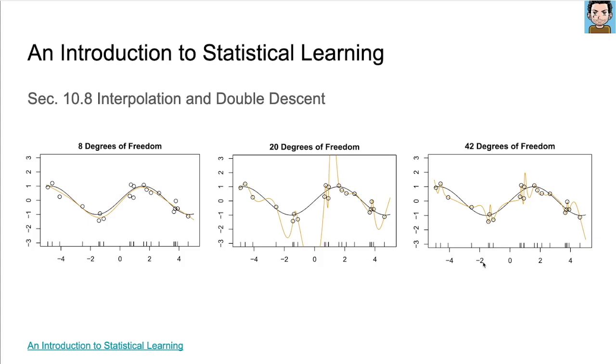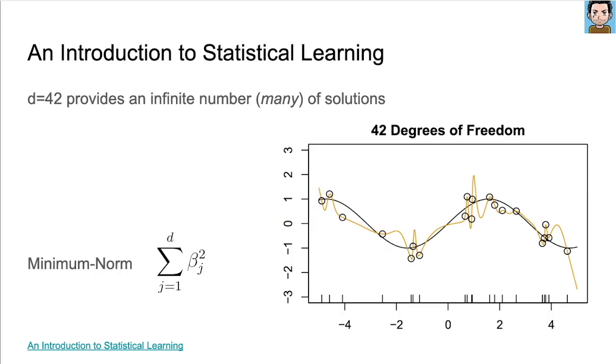Now the question becomes why this model with 42 degrees of freedom is better than this model with 20 degrees of freedom. With 42 degrees of freedom, there are an infinite number of solutions that achieve zero train loss. The book chooses the solution with the smallest sum of coefficients beta, where beta are the coefficients of our model. This is known as a minimum norm solution.